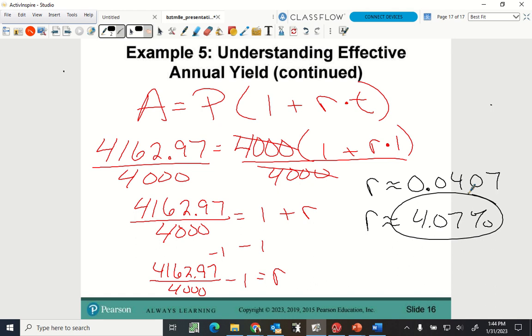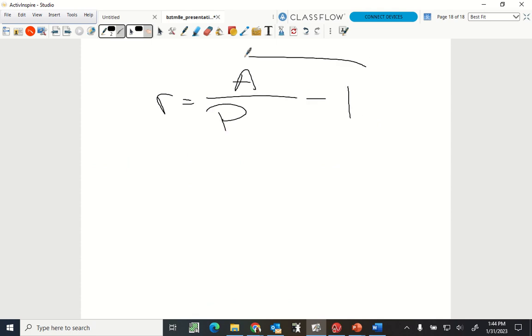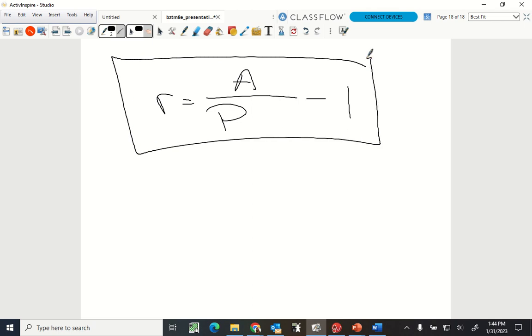All right. Are we good? So my formula is basically R is equal to A divided by P minus 1. That's it.